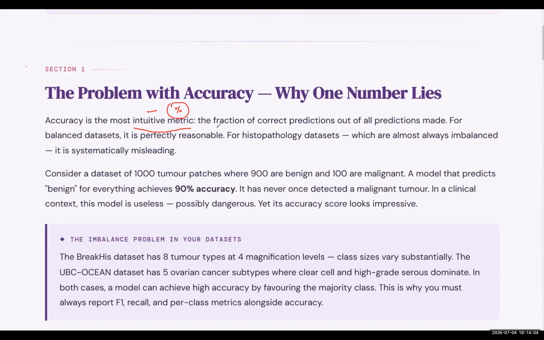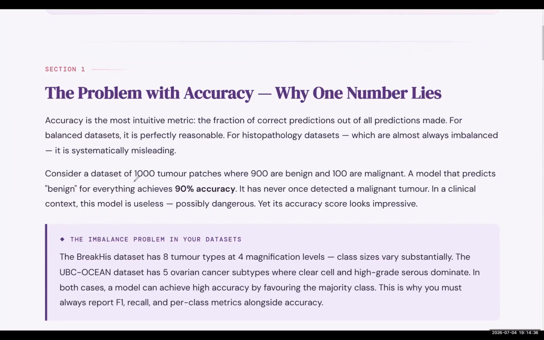Accuracy is actually the fraction of correct predictions. So it is correct predictions upon all predictions, correct plus wrong. And if you want it in percentage, you can multiply it by 100. Otherwise, it is just a ratio. This is just a ratio number. Okay. But if you keep accuracy alone, what is the bigger mistake you are committing?